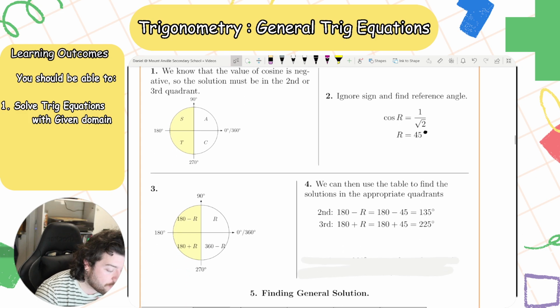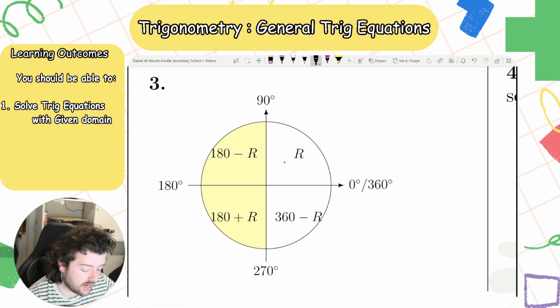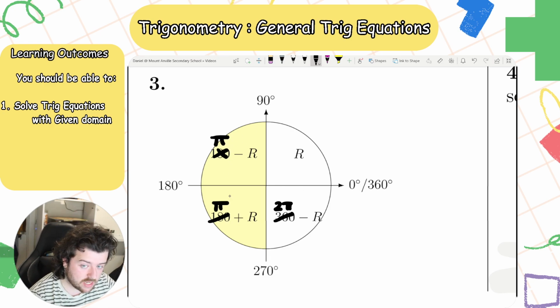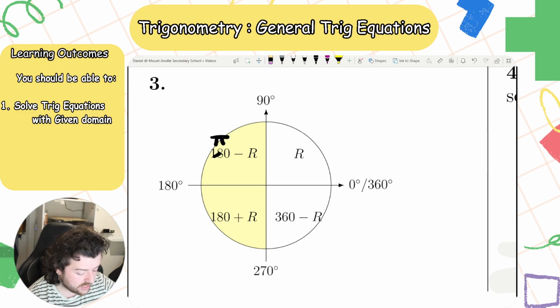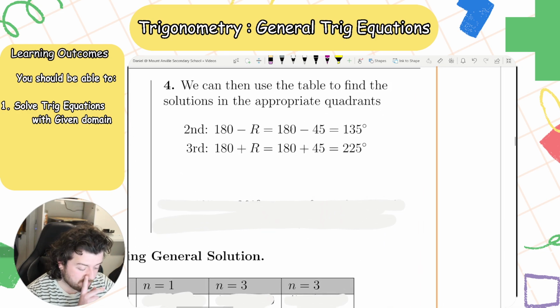Now, if you were brave enough to work in radians, your reference angle here will stay the same. This 180 will have to change to pi because we're dealing with radians, and this would be equal to 2 pi. So with radians, the second quadrant would be pi minus the reference angle, and pi plus the reference angle, but I'm not doing that. I'm leaving them in degrees. So my two solutions are 180 minus 45, which is 135, and 180 plus 45, which is 225.